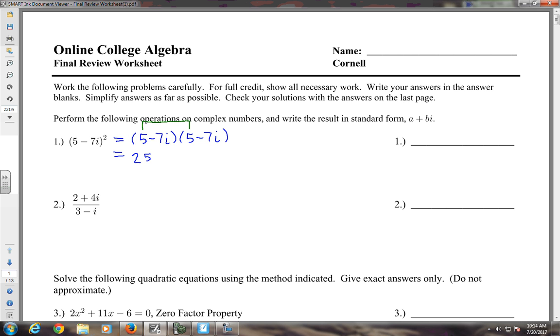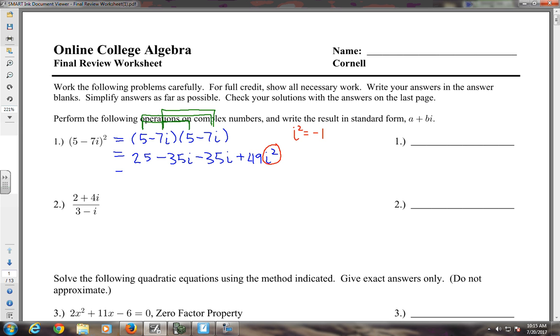The product of our outside terms, 5 times negative 7i, gives us negative 35i. The product of our inside terms turns out to be the same, minus 35i. And the product of our last terms, negative 7i times negative 7i, gives us plus 49i squared. Now remember, anytime we see that i squared, we replace it with negative 1.